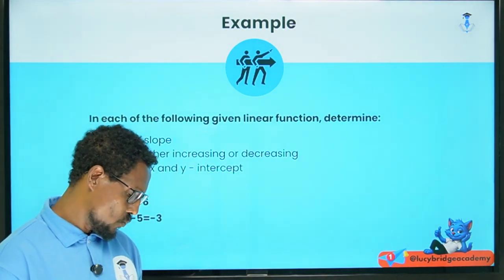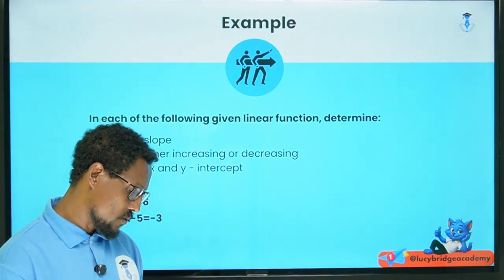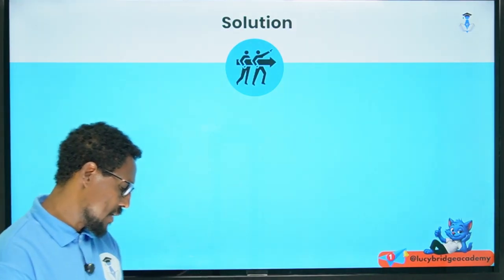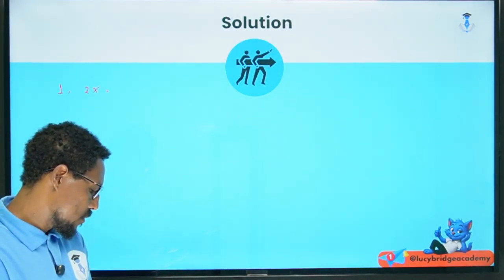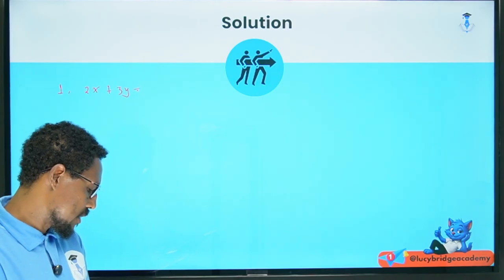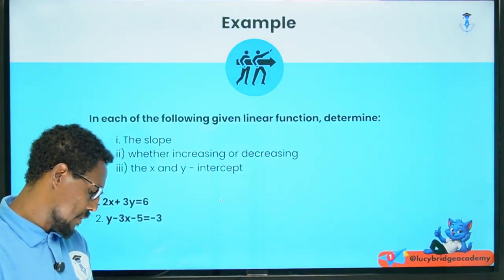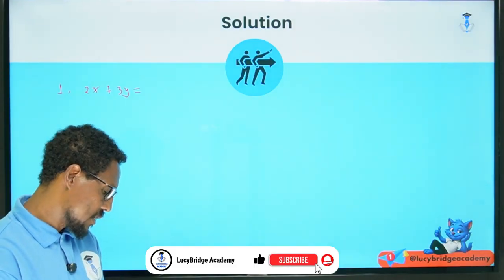Let me see the first one, which is 2x plus 3y is equal to 6.